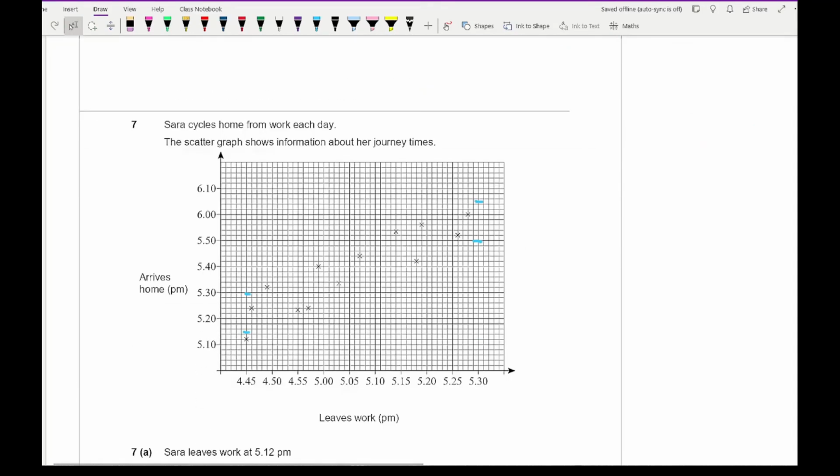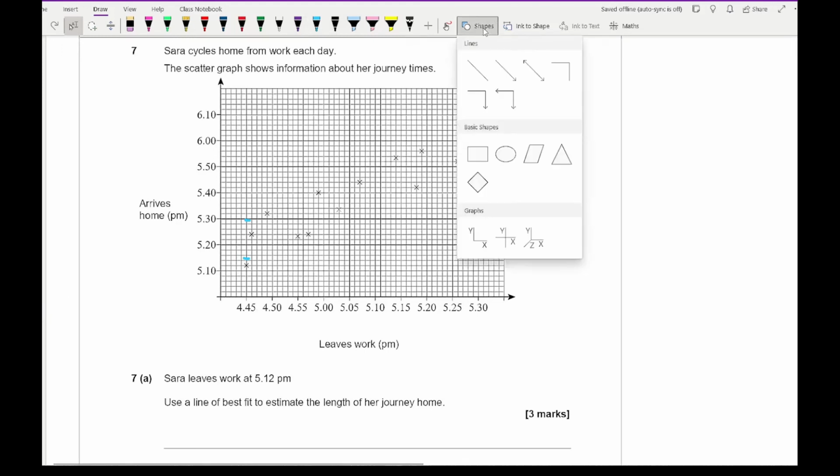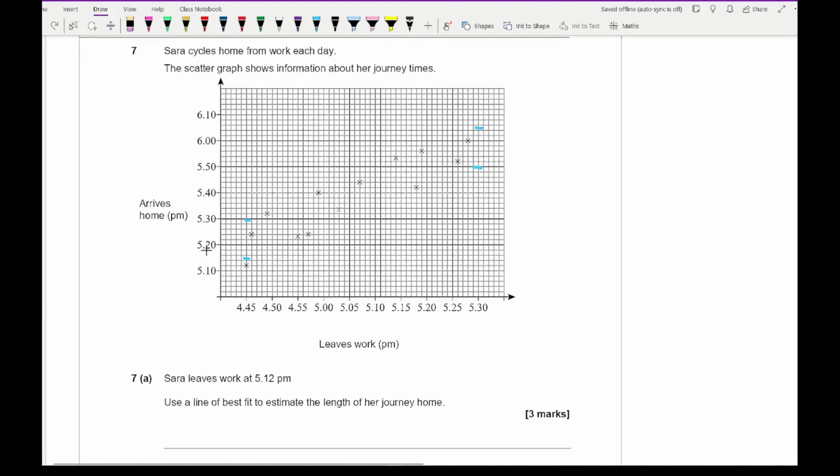So moving on to question 7, it says Sarah cycles home from work each day. The scatter graph shows information about her journey times, and it says Sarah leaves work at 5:12. Use the line of best fit to estimate the length of her journey home. So for this, what we need to do first is draw our line of best fit. Now again, everyone's line of best fit is going to be slightly different, but as long as it's going within that range of the 2 blue markers, then that's going to be absolutely fine. So let me just try and perfect that. Yep, that looks decent.